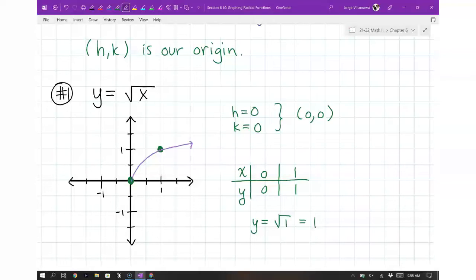Now don't say, well, that was easy, because that's the easy question. Honestly, they're all easy. Okay, they're all just like that. You just got to understand, what is your HK? Most importantly, what is your HK? And then from there, just plug in one other point. Okay? Always to the right of your origin. So if your origin is 0, 0, so x is 0, then pick 1. If your origin value for x is like 5, then try 6, right? Something to the right of it.